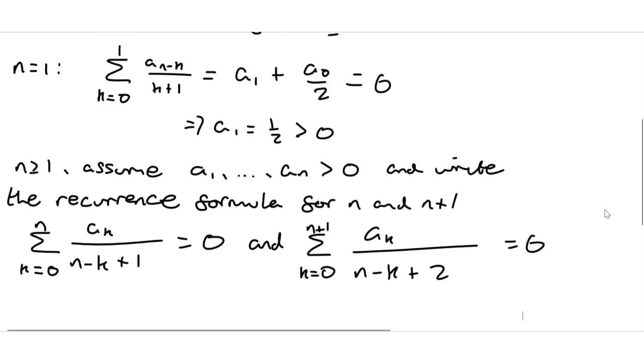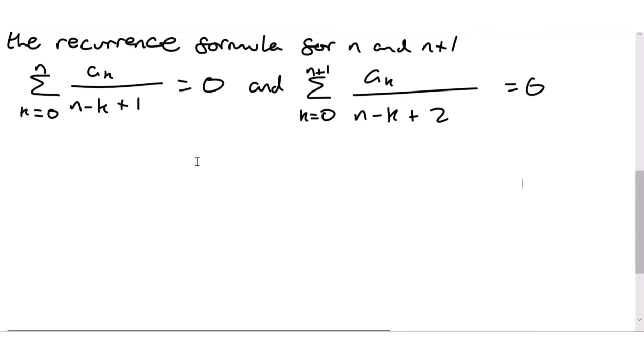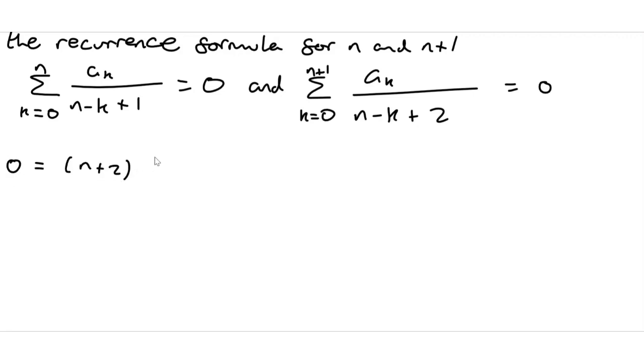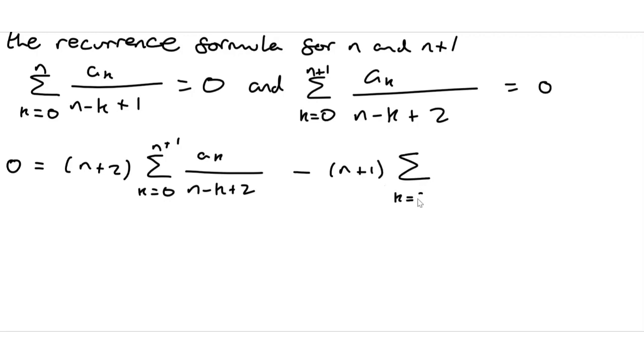So then we perform a particular subtraction. Because these are both equal to 0, when we subtract any linear combination of them, it's equal to 0, and the linear combination we actually choose is we say 0 is equal to n plus 2 multiplied by the sum from k equals 0 up to n plus 1 of ak over n minus k plus 2, and then minus n plus 1 multiplied by the sum from k equals 0 to n of ak over n minus k plus 1. So that's all equal to 0.